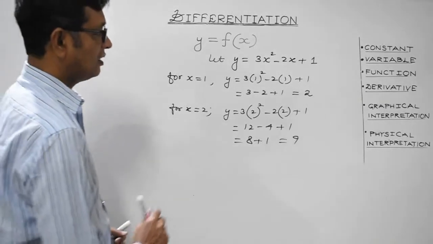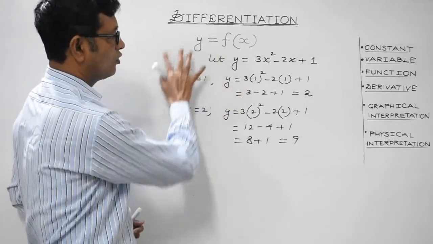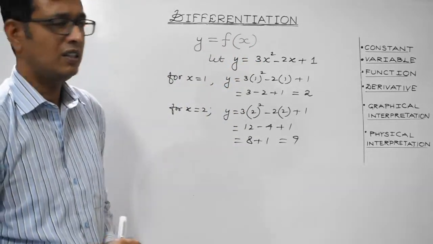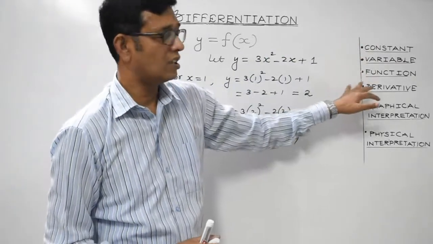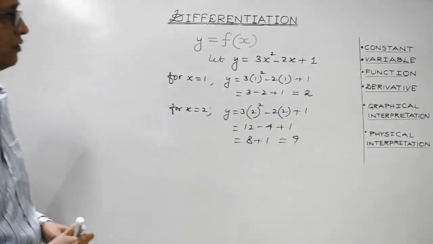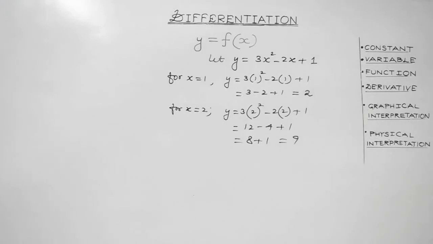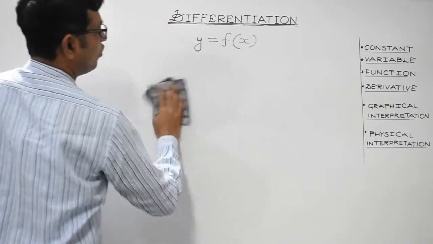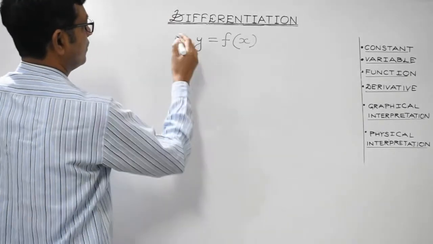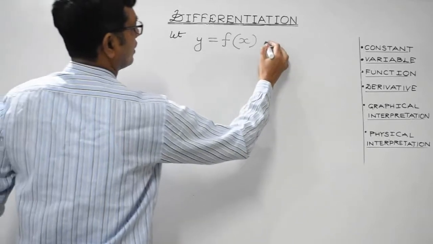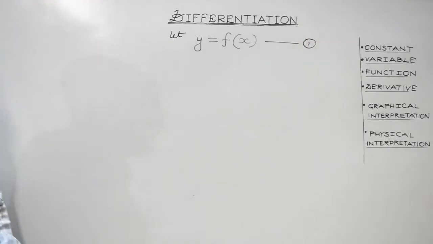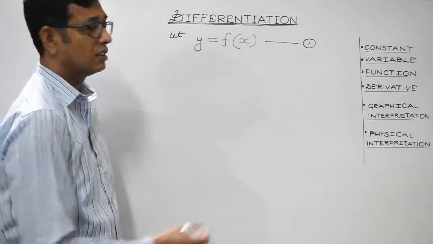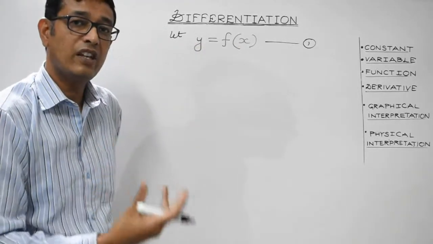So let us now discuss what changes it will produce when x is changed by a very, very small amount, and then slowly and steadily we will come to the meaning of derivative or differentiation, right? So what to do is, let us consider y is equal to f(x). Let this be equation number 1. Just now we have discussed, on changing the value of x, the value of y will also get changed.